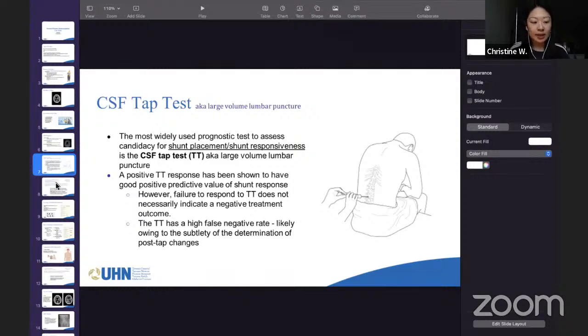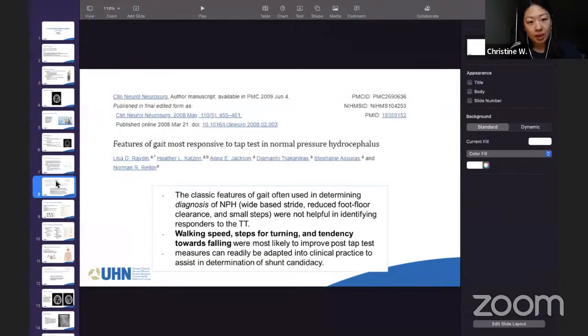Now, one of the things that we have to think about, we can go to the next slide. So there have been a lot of articles that talk about the triad for normal pressure hydrocephalus: we talk about the gait, we talk about the cognition, we talk about the incontinence. Now, the TAP test really is most sensitive and specific to the gait perspective of it. You may not necessarily see a drastic improvement in the cognition or the incontinence piece after the TAP test or the shunt, but we really should see a significant improvement of the gait.